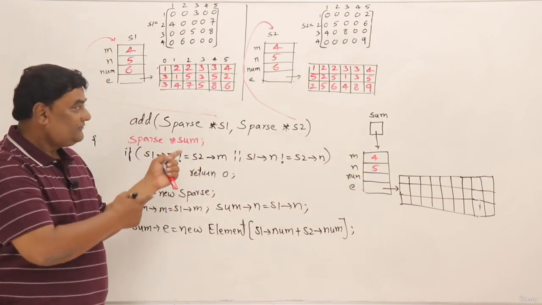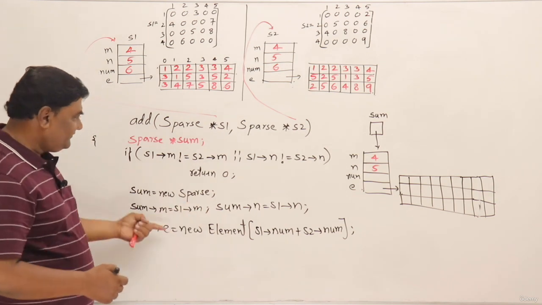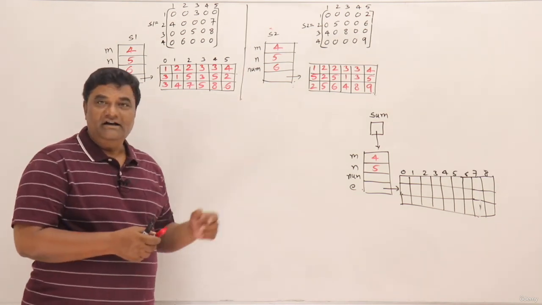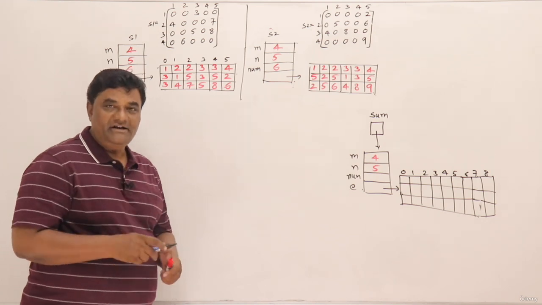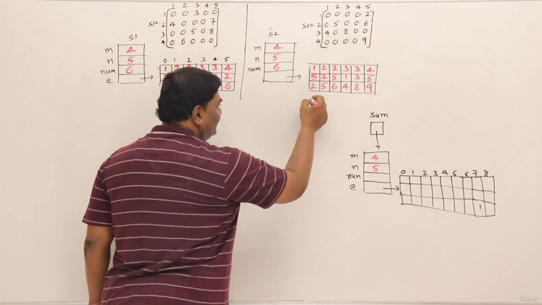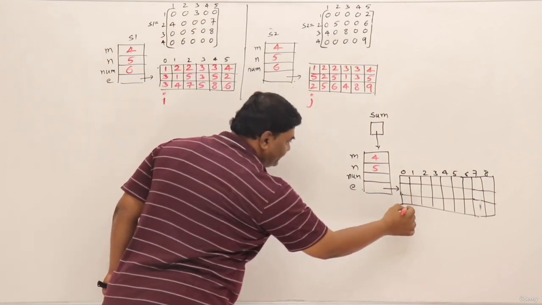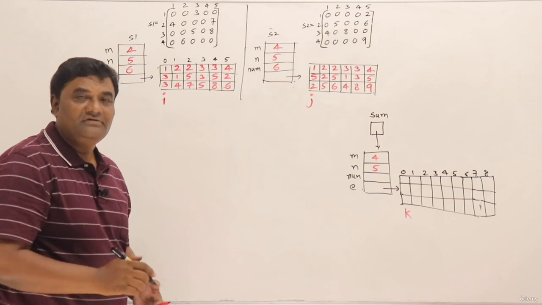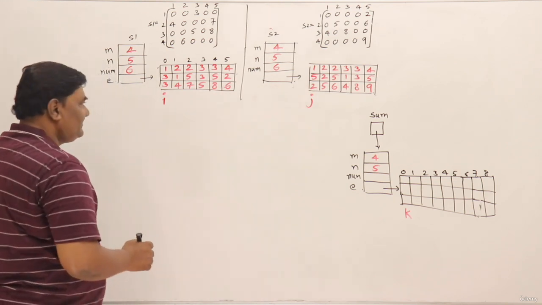Now, further, I have to add them. So for that, I will remove this and write down the code for addition. Now let us write down the code for adding them. So for adding these matrices, we need index pointers: i at the starting of this, j at the starting of this, and k. So i, j, k, all of them should be 0. Then let us see the procedure.